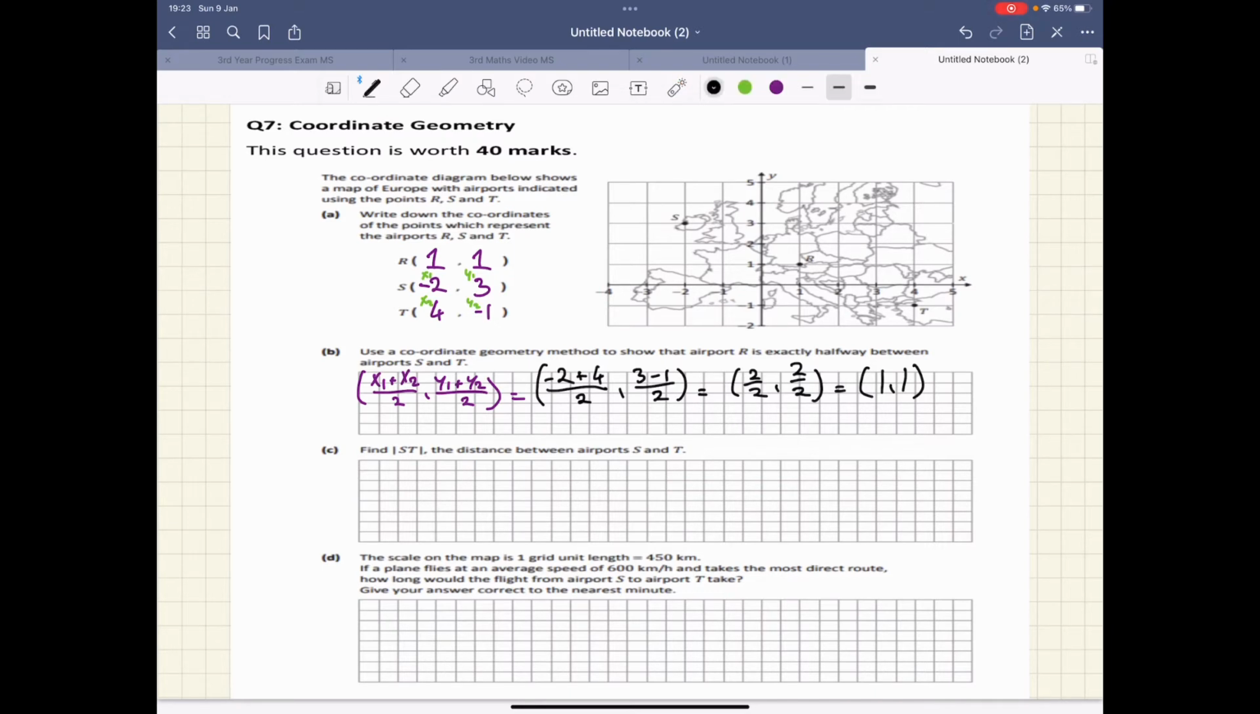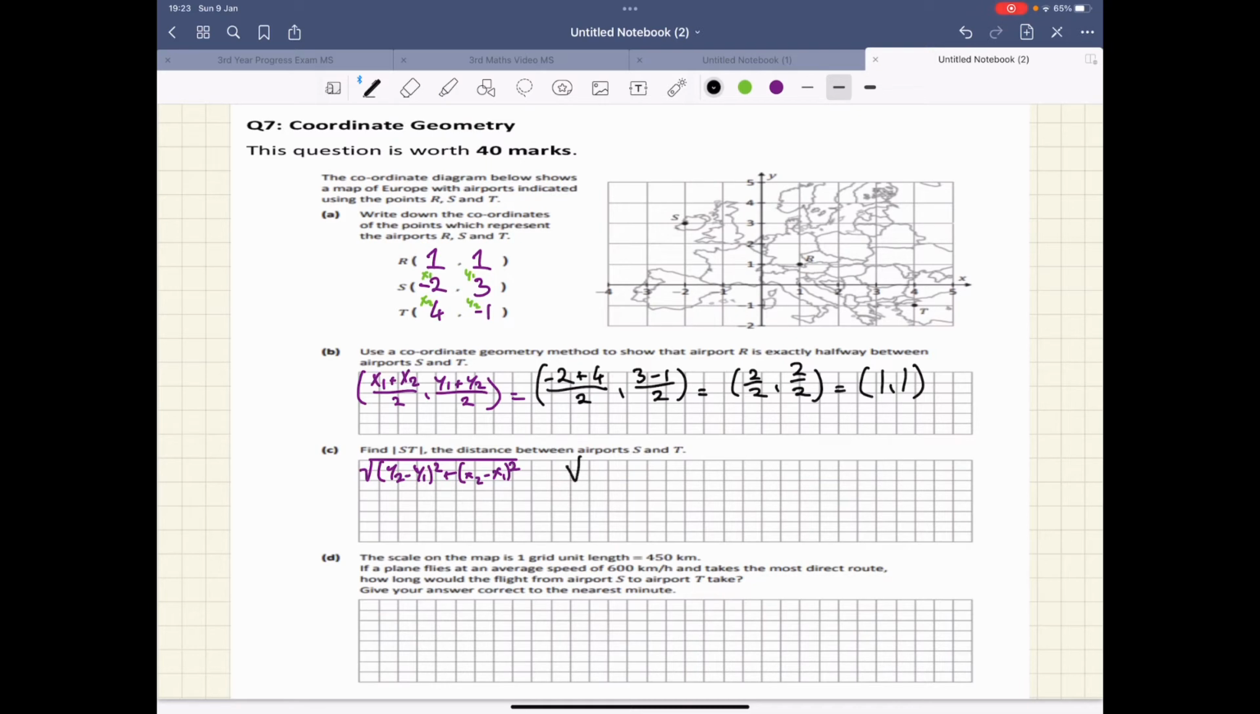Okay, so part C says find the length of ST, the distance between airports S and T. So the distance formula is the square root of y2 minus y1 squared plus x2 minus x1 squared. All right, so that's the formula that we're going to use. And it's the distance between S and T again, so our x1, y1 labels are still okay. So let's fill them in.